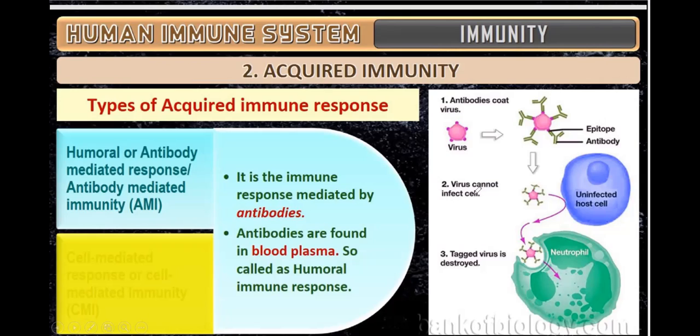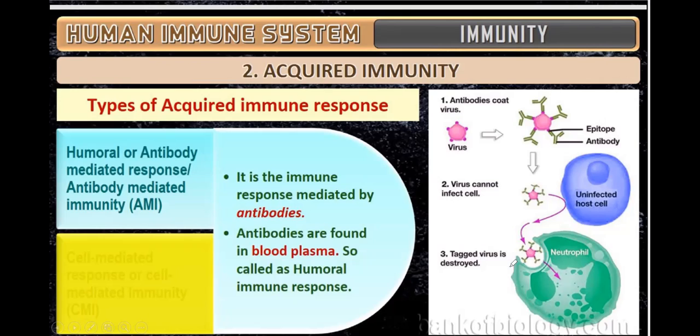So the virus cannot infect because of this. There are some spikes, and with the help of these spikes, this virus will attach itself to the uninfected host cell. So at this spike, this antibody will form a bond. So this virus will not be able to infect the host cell. So the virus cannot infect the cell.